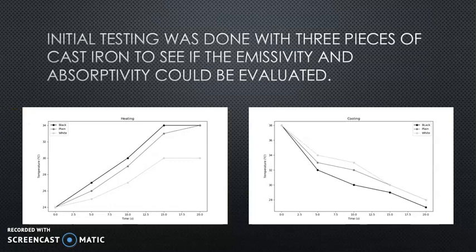Initial testing was done just to compare known values that we knew with the black and white and plain steel, just to see if we could evaluate their emissivities. The chart on the left shows the temperature change as the specimens were heated in the sun, and the chart on the right shows the temperature change as they were cooled at room temperature. The greater difference in temperature between the black and white paint during the heating process shows that there will be a greater difference in the absorptivity values than the emissivity values.